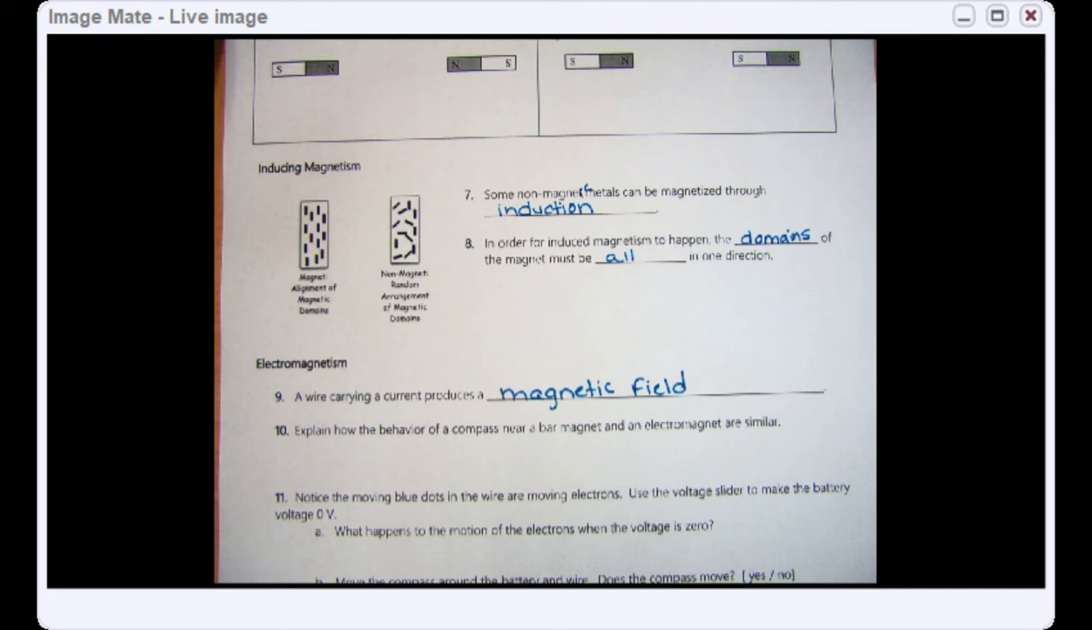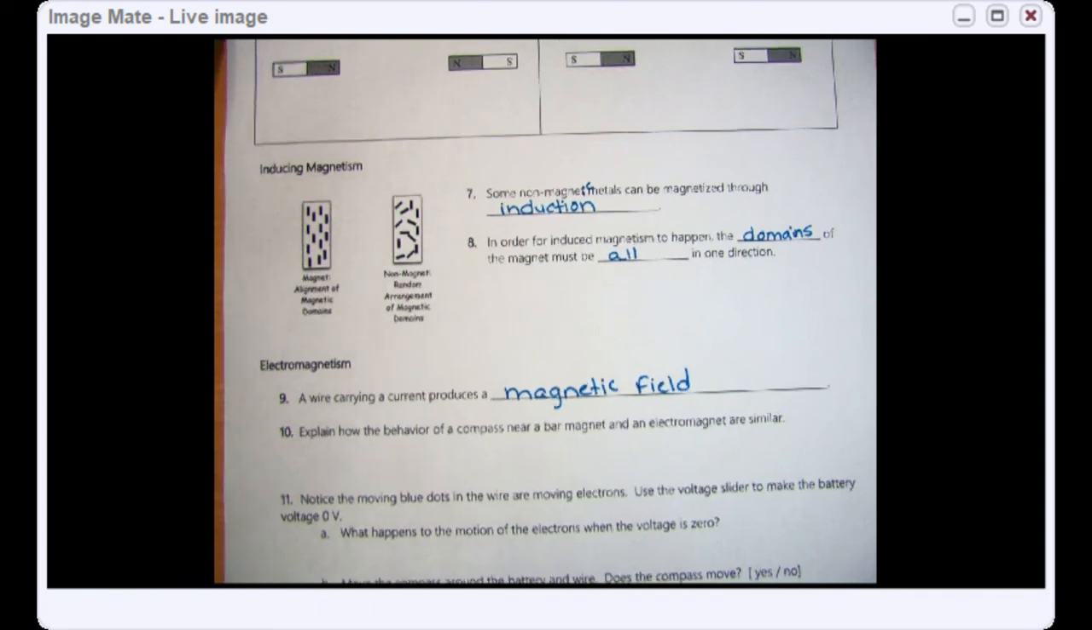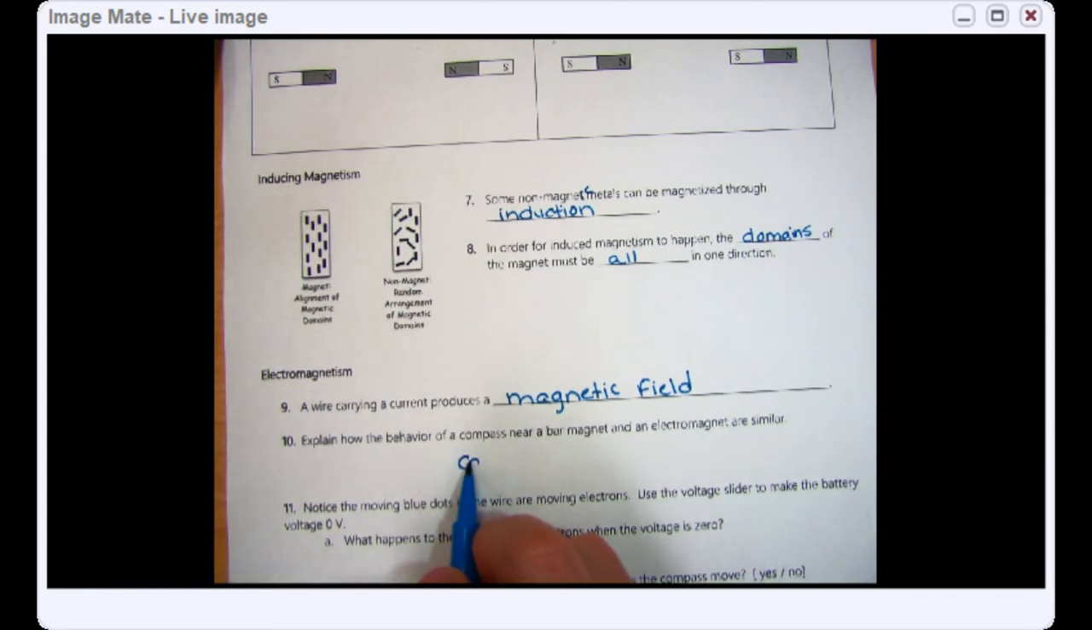And so what I'm going to do is I'm going to move the compass around, and I want you to see what it's doing. Is the compass moving? Yes, the compass is moving. It's attracted to opposite poles, proving that there is magnetism going through this electric current. Okay, so number 10 says explain how the behavior of the compass near the bar magnet and electromagnet are similar. You need to write in that the compass is attracted to opposite poles in both.